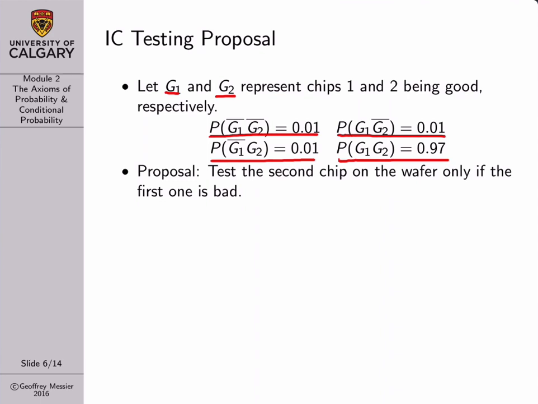Another thing that we can observe or state about this is that these 4 events are mutually exclusive. So if both chips are good, then one of them can't be bad. If one chip is good and bad, then they both can't be bad or they both can't be good. And so all 4 of these outcomes are mutually exclusive, which means that we can add their probabilities together by the third axiom.